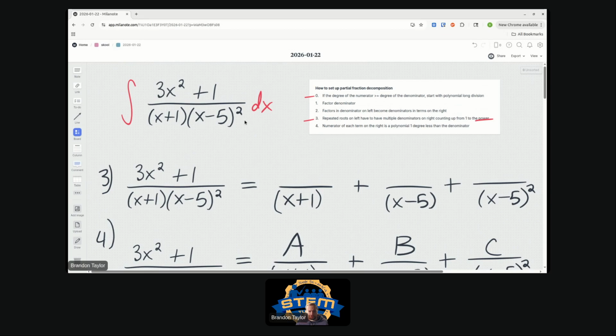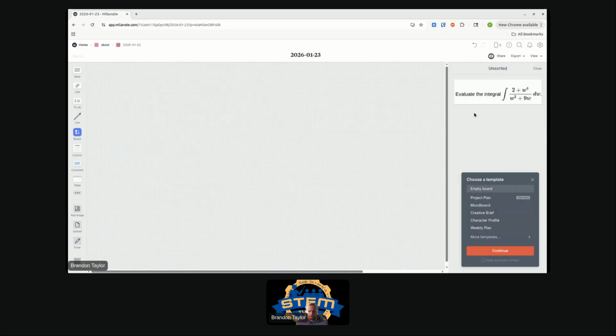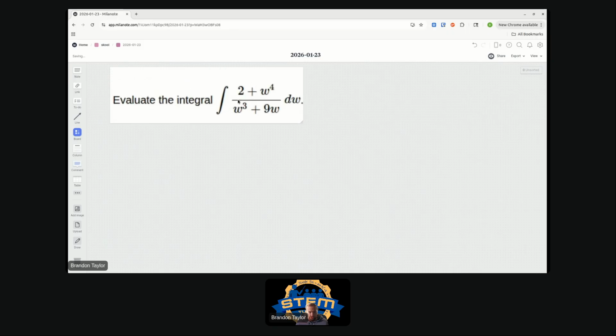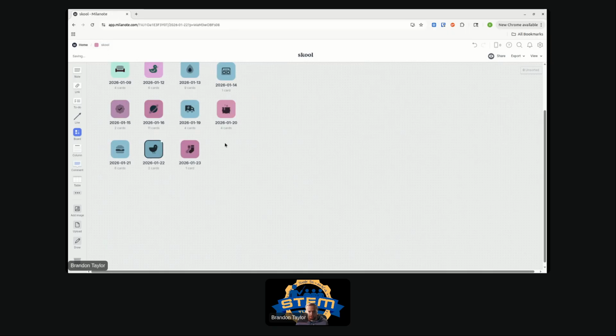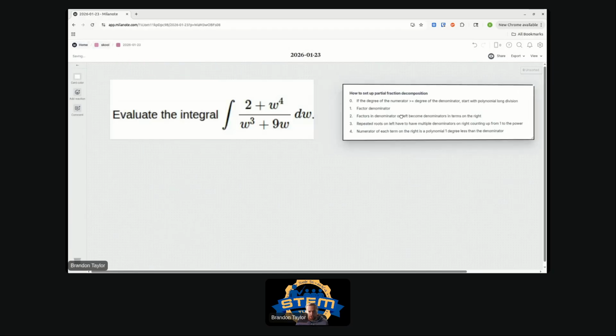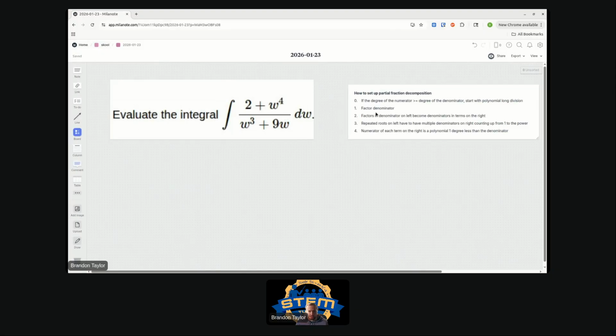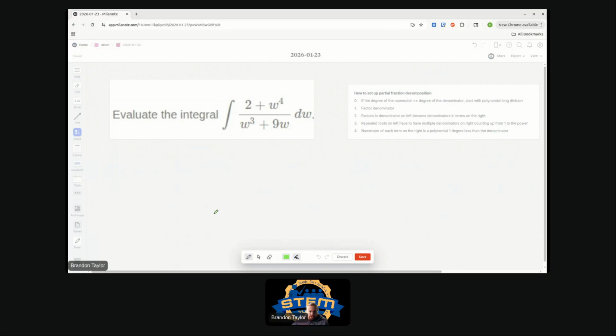So this problem for today, let me pop it in here, is that we want to evaluate this integral. I've already mentioned we're going to use partial fraction decomposition, and specifically we're going to use step 0 here. I'm going to convert it to x, so you remember w or x doesn't really matter what you call the variable. You could solve it with x and then just switch x's to w's at the end. That'll be x cubed plus 9x, and then dx.